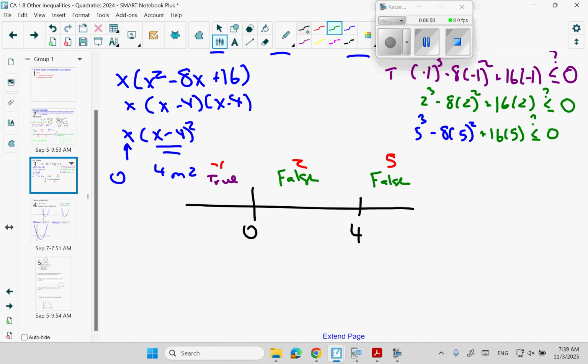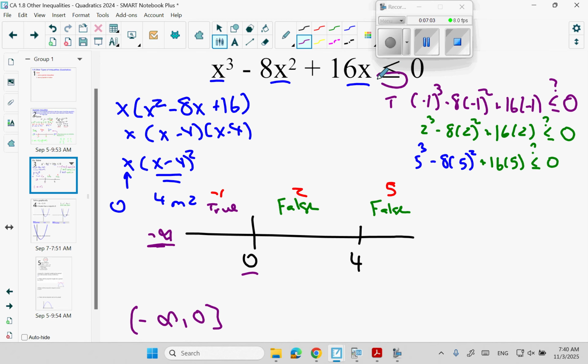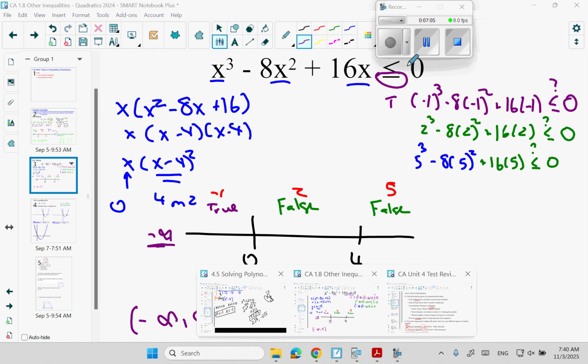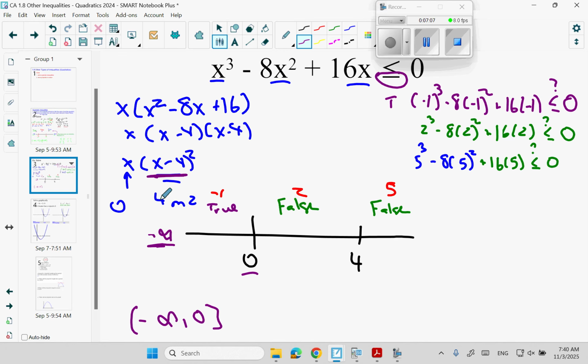So my true statement would be from negative infinity to 0. 0 needs a bracket because it's the equal to. And interestingly enough, this is equal to 0, potentially. And we know earlier that if I plug in 4, I get exactly 0. So 4 itself is true because of that equal to. So I get a union, and I just get 4 as an additional answer.